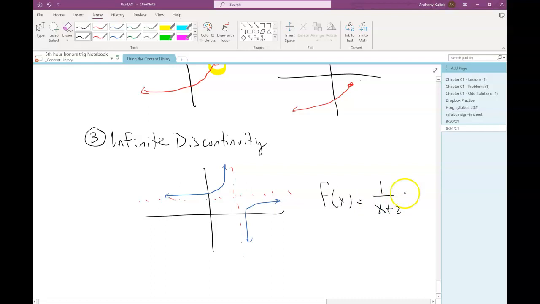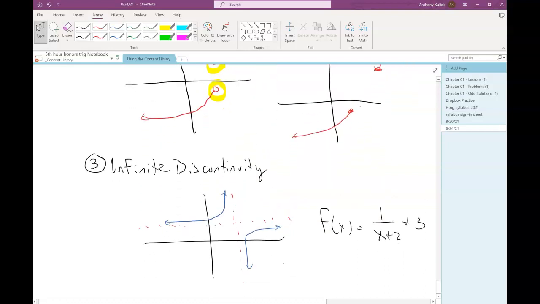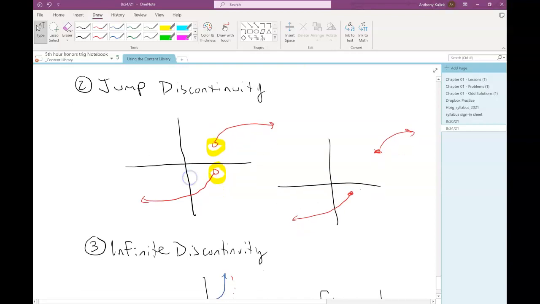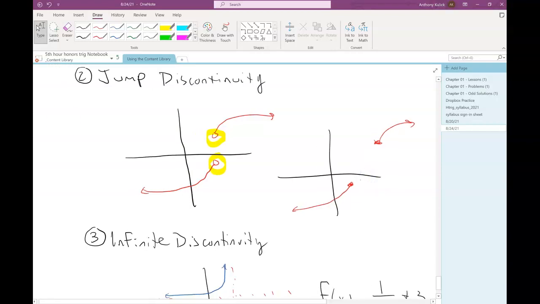Something that kind of matches the graph that I drew. Jump discontinuities you had not seen. And the reason you had not seen them is because to make a jump discontinuity, really the easiest way is to use what's called a piecewise function. So for a piecewise function, you describe a function in two ways.